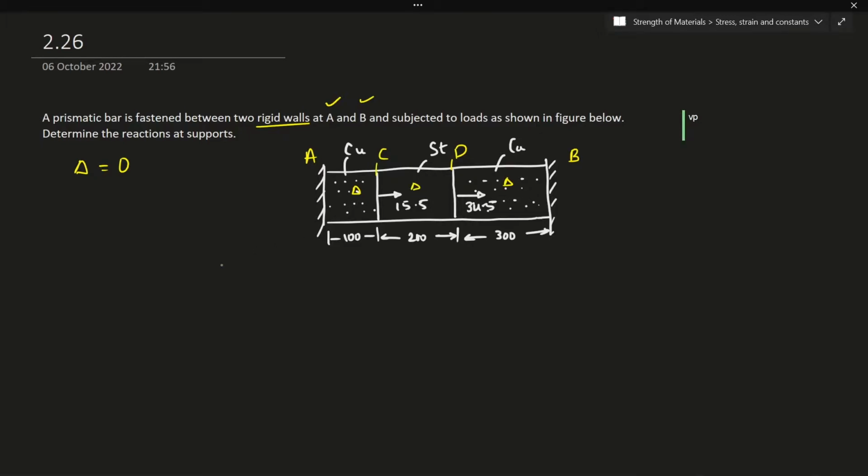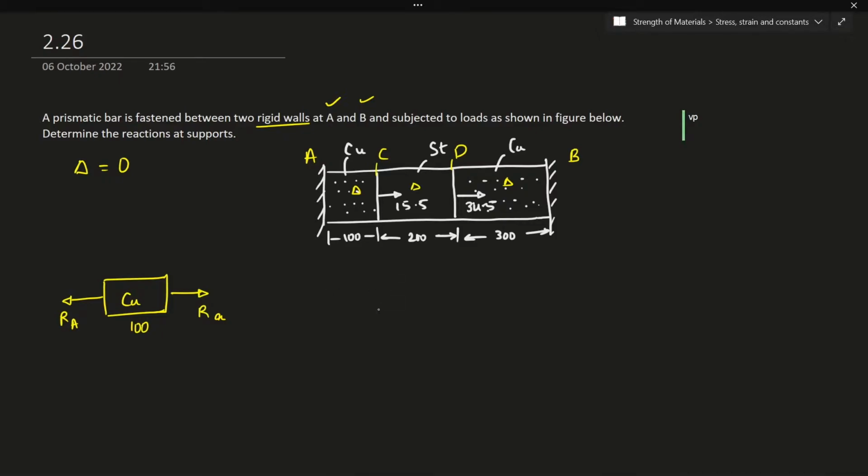To solve this, first of all, let me draw the free body diagram of each individual part. So for AC, the free body diagram would look something like this. Here there is going to be a support, and the support will be in tension, right? So this is RA and this will again be equal to RA. The length here is 100, right? This is made up of copper, right?